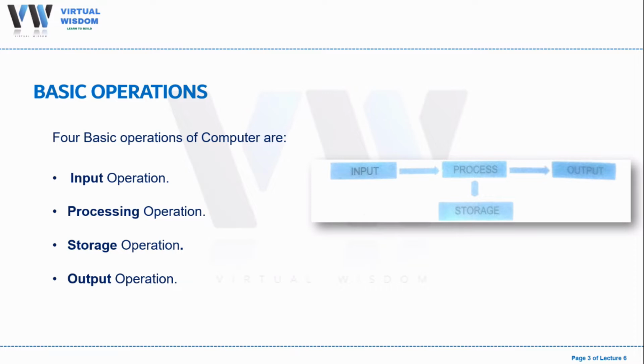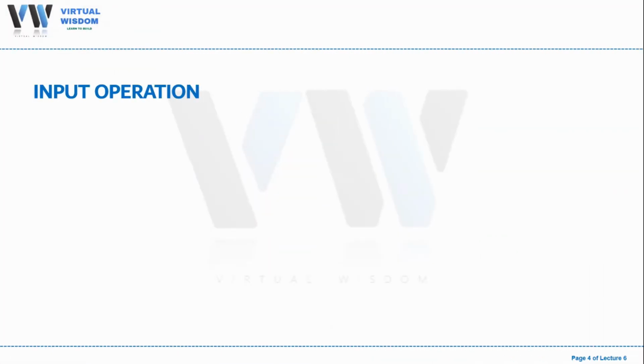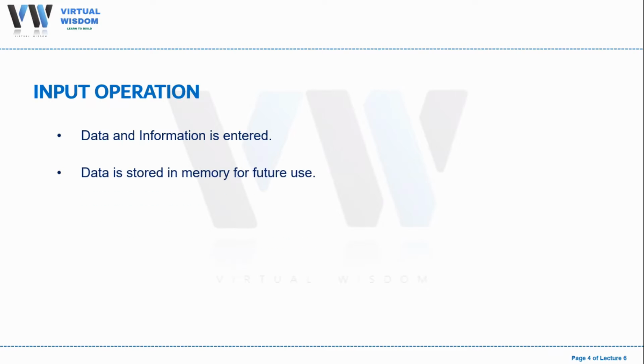Now let's discuss these operations in detail. The most important and basic operation performed by a computer is to take input from the user. User enters data and instructions into the computer by using any input device like keyboard or mouse, etc. This input data or instructions are stored in the memory of the computer for further processing.